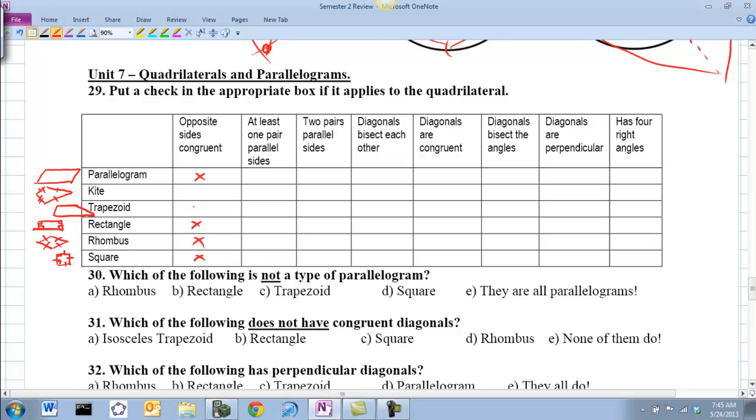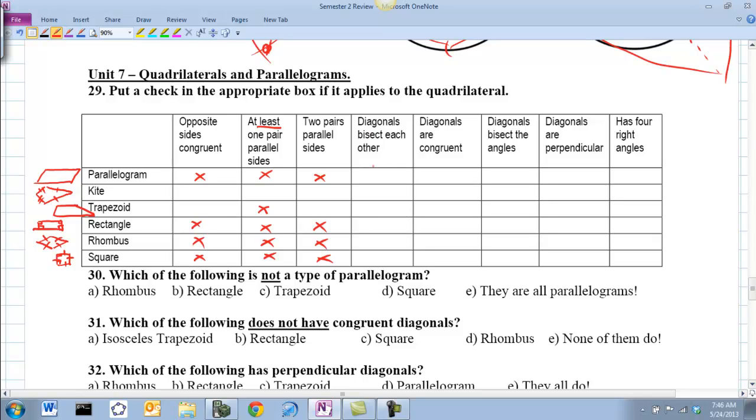Trapezoids don't have opposite sides congruent. They might have some sides congruent, but not always the opposite ones. A kite doesn't, because the congruent sides are not opposite, they're adjacent to each other. At least one pair of parallel sides: well, a parallelogram has two pairs, so it definitely has at least one. A trapezoid has only one pair, but it has at least one. Rectangle, rhombus, and square all fit. The kite is the one that does not fit because it doesn't have any parallel sides. Two pairs of parallel sides, that's parallelogram, rectangle, rhombus, square.